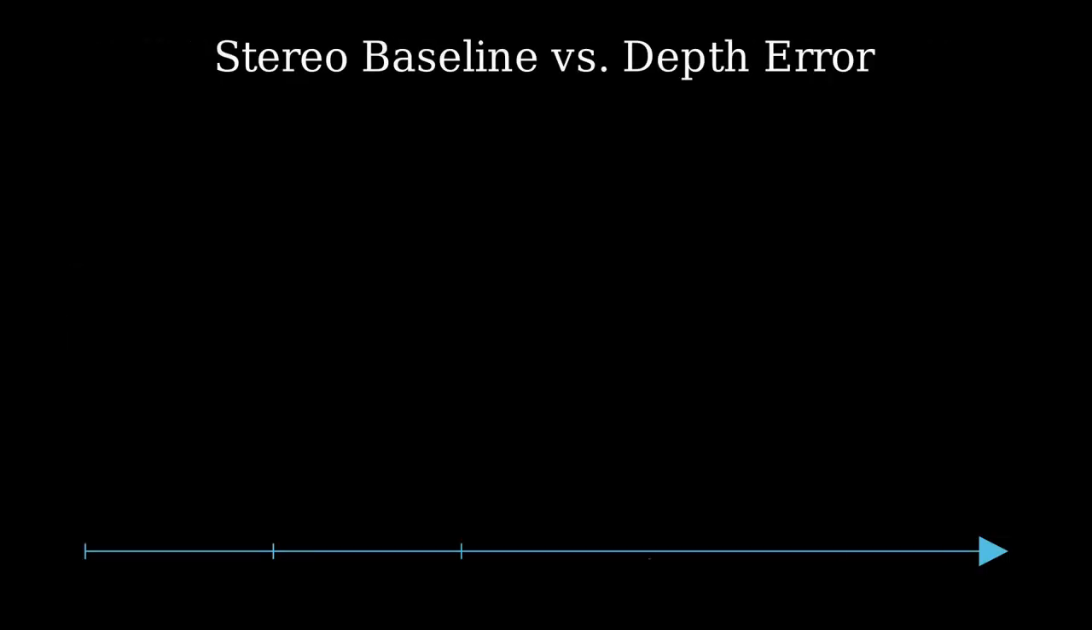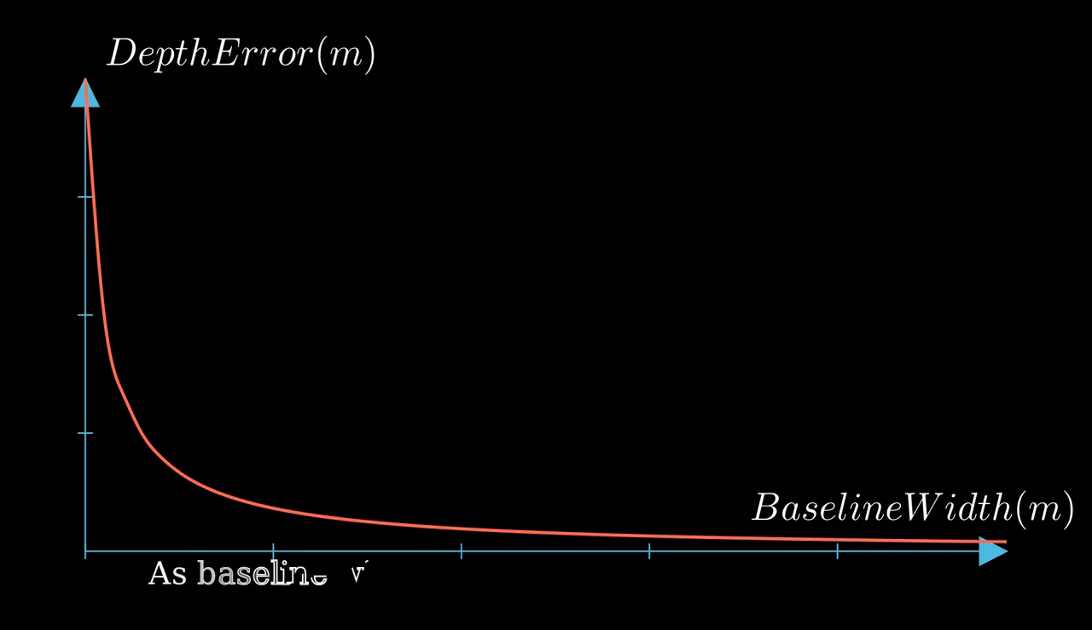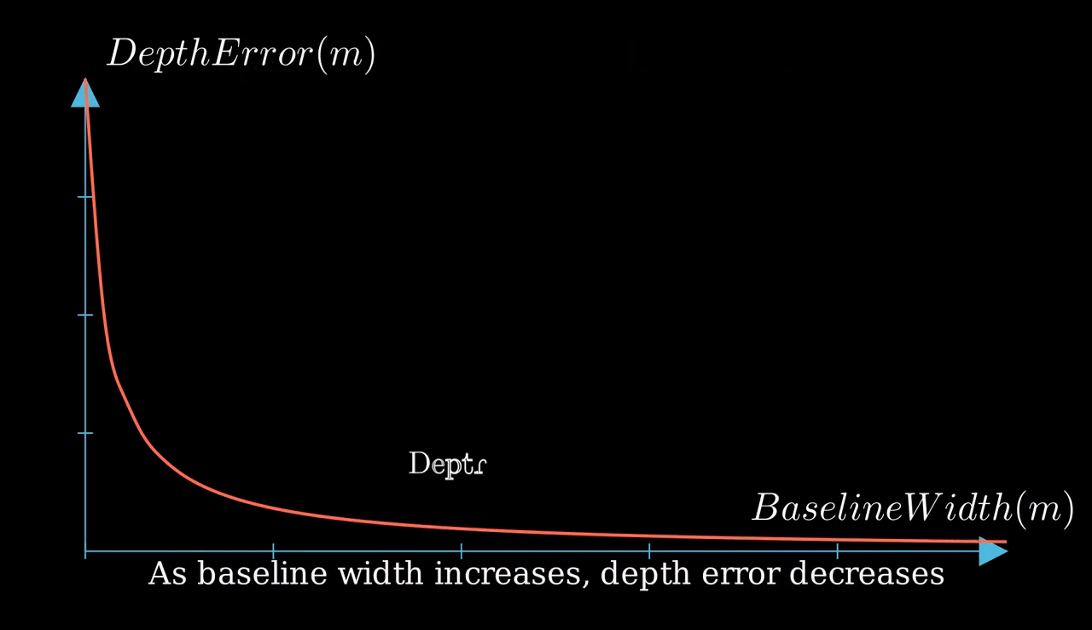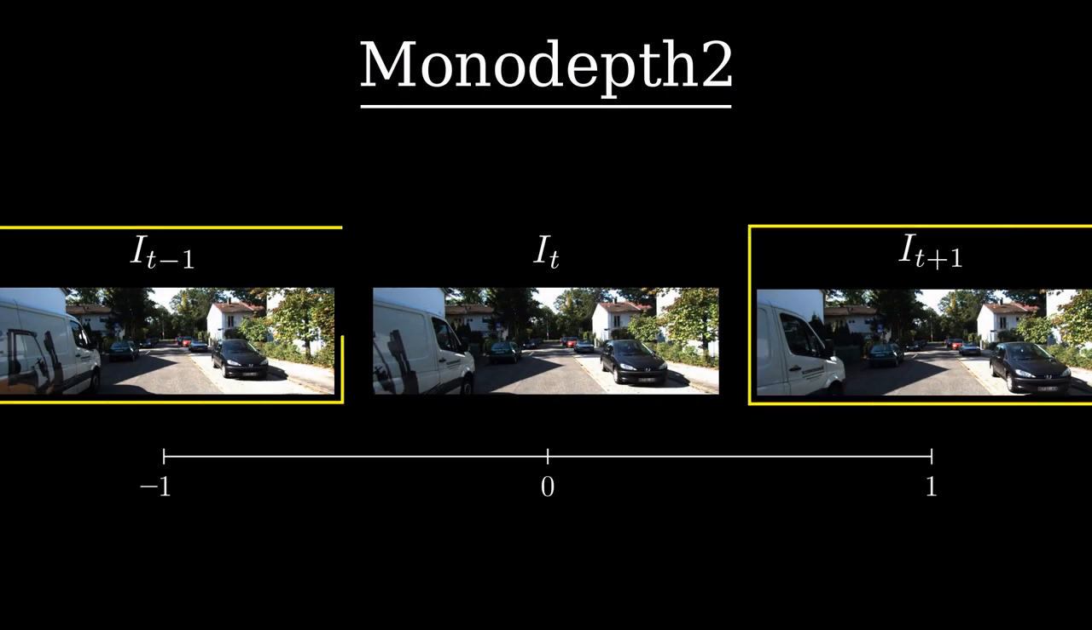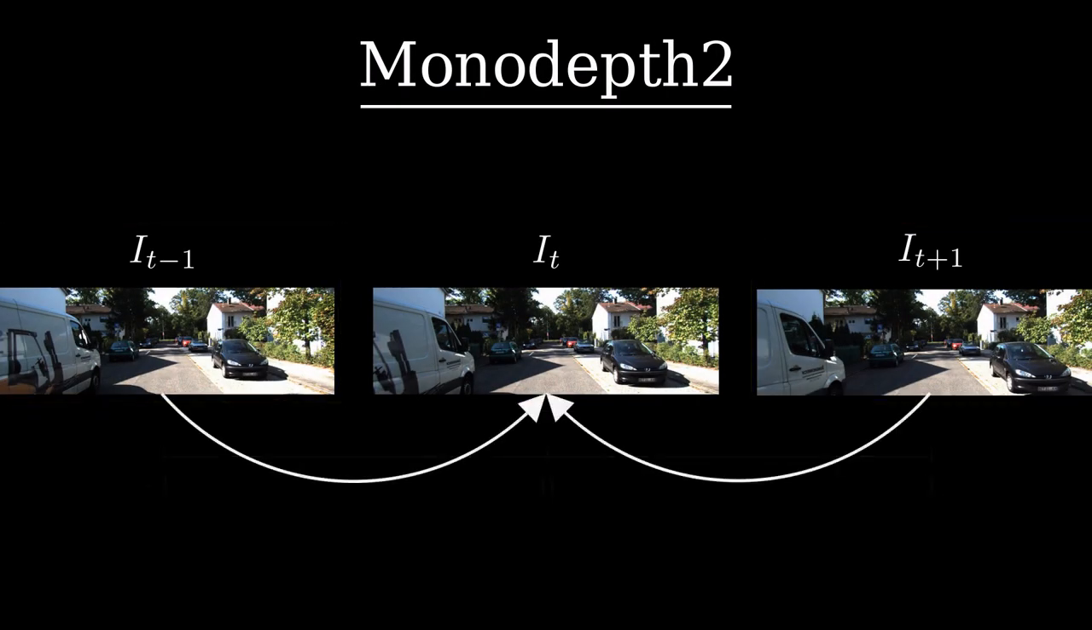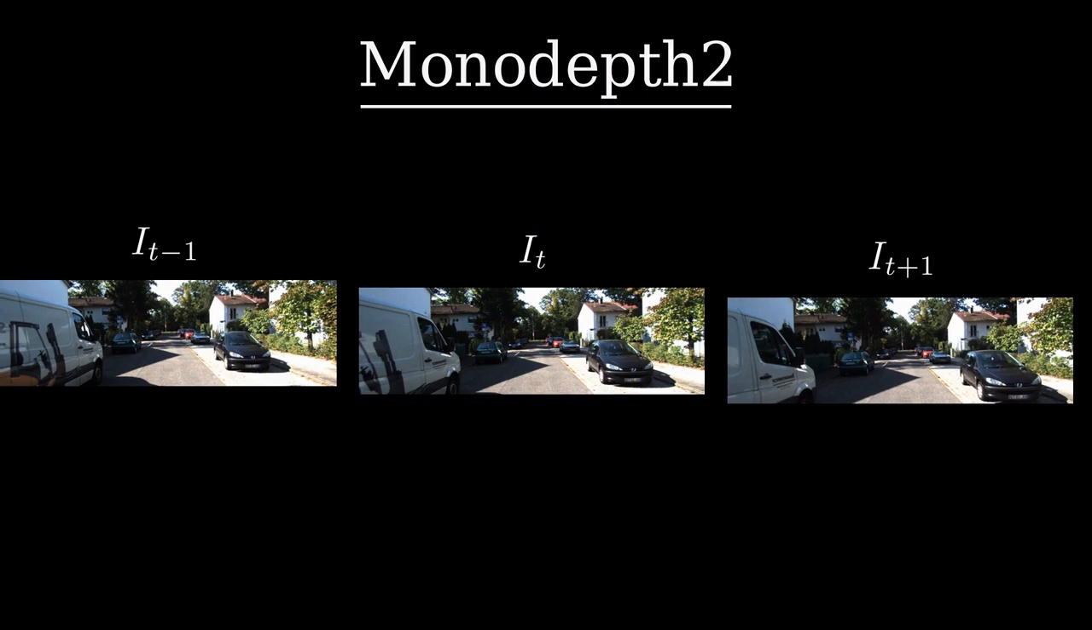From multi-view stereo, we know that wider baselines generally lead to a decrease in depth error, as shown. Building on this foundation, we leverage wider baselines for monocular depth estimation to achieve state-of-the-art results. In previous methods, like MonoDepth 2, during training, source images from narrow baselines were used to reconstruct the target frame.